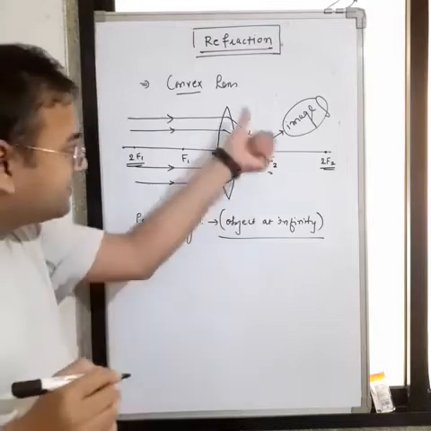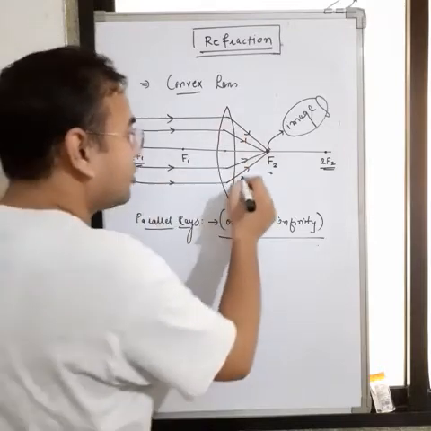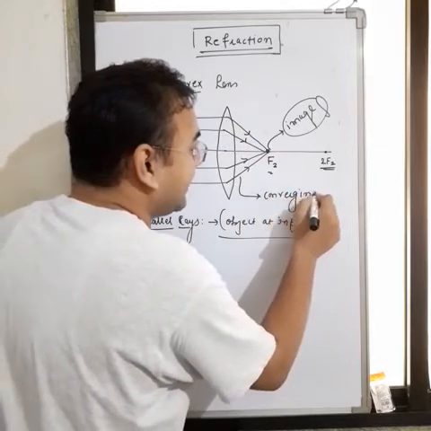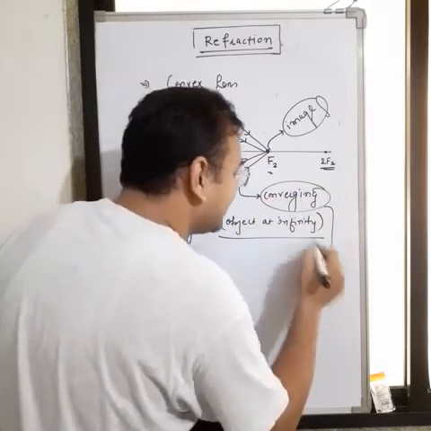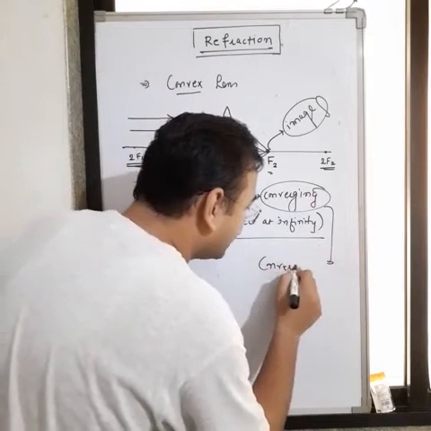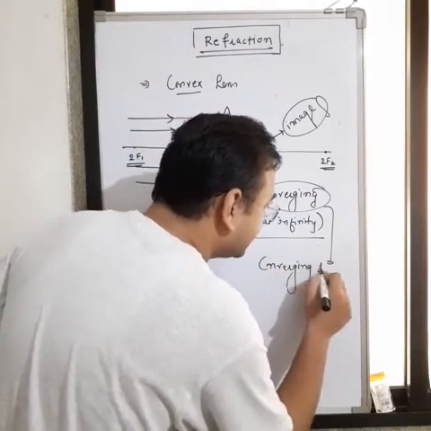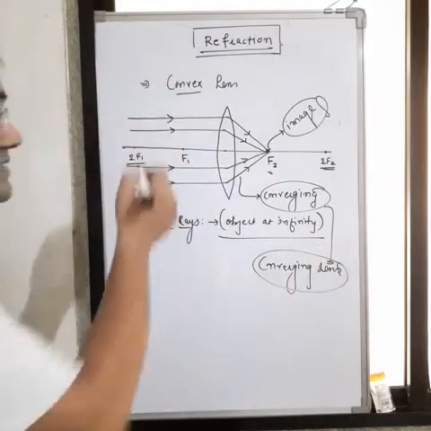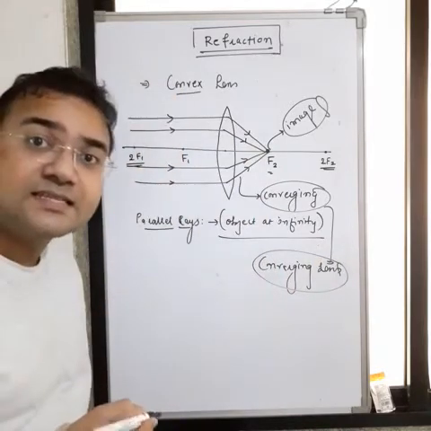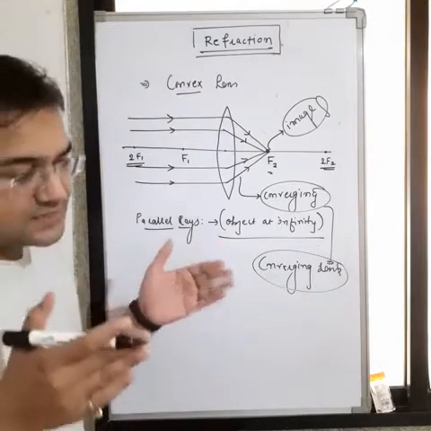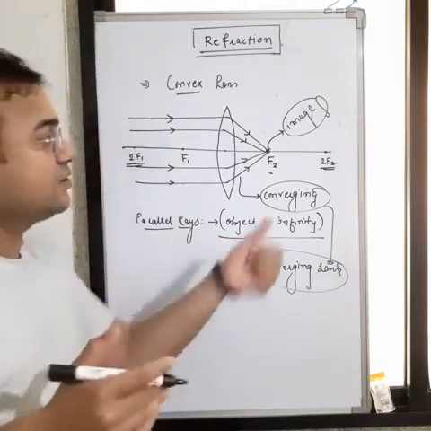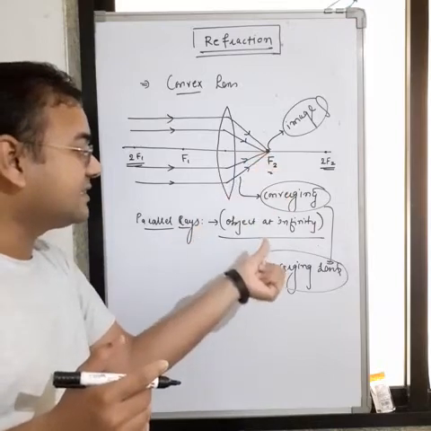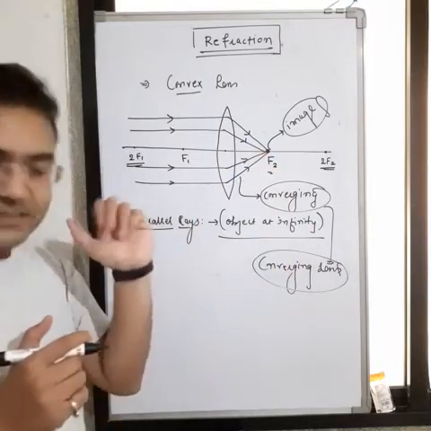This phenomenon is known as converging, and due to this reason this lens is known as the converging lens. If anybody asks why the convex lens is considered a converging lens, then definitely all rays are converged, concentrated on a particular point on the principal axis. That's why it is considered the converging lens.